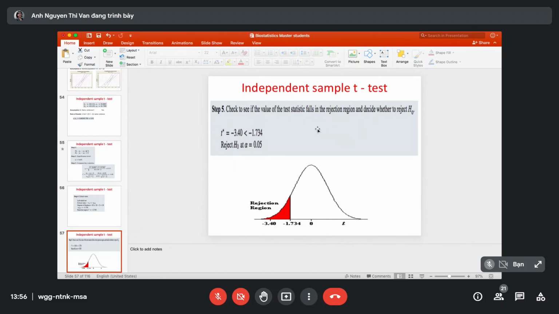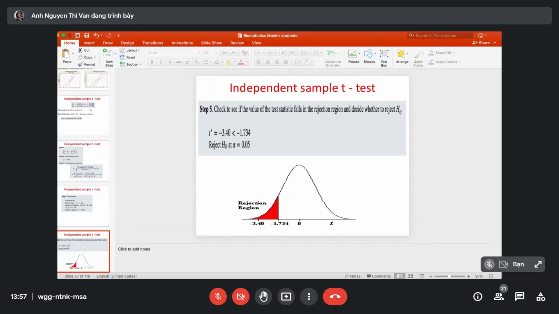Okay, and you compare the T calculated with the T critical. In this case you see that the T calculated, minus 3.4, is less than the T critical. It is in the rejection region, so we reject H0 at alpha, the significance level, of 0.05. So you can conclude that you reject H0.